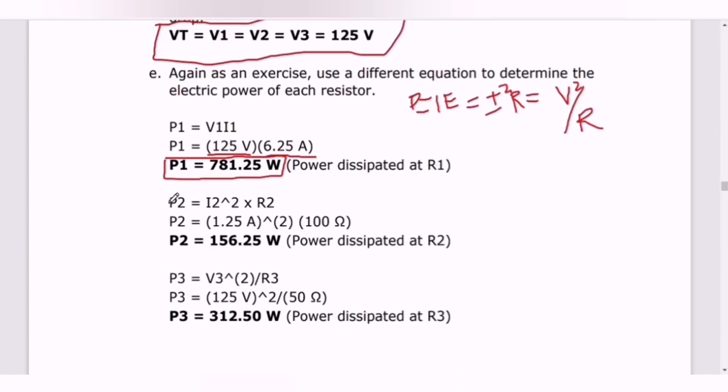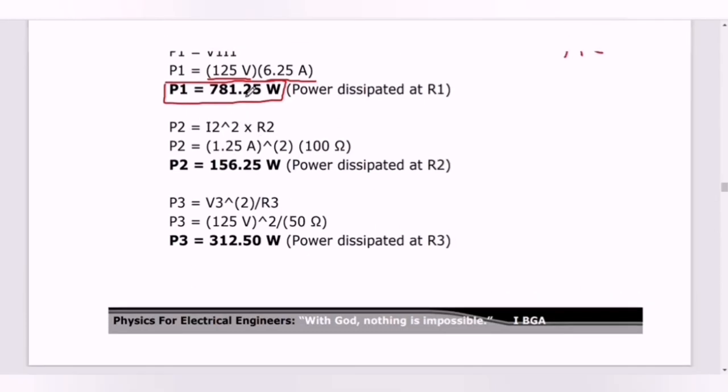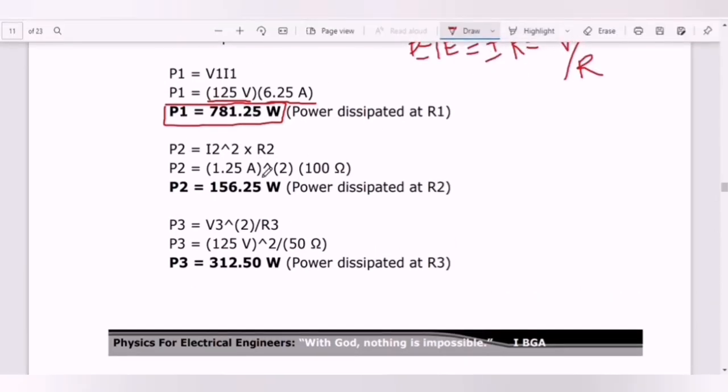To solve for P sub 2, or the power dissipated in R sub 2, we get from using the second equation, I squared times R. So since our current is 1.25 squared times 100. Anyway, you can also use V sub 2 times I sub 2. So there you can get the same answer. So 1.25 squared times 100 is equal to 156.25 watts. So this is the power dissipated in R sub 2.